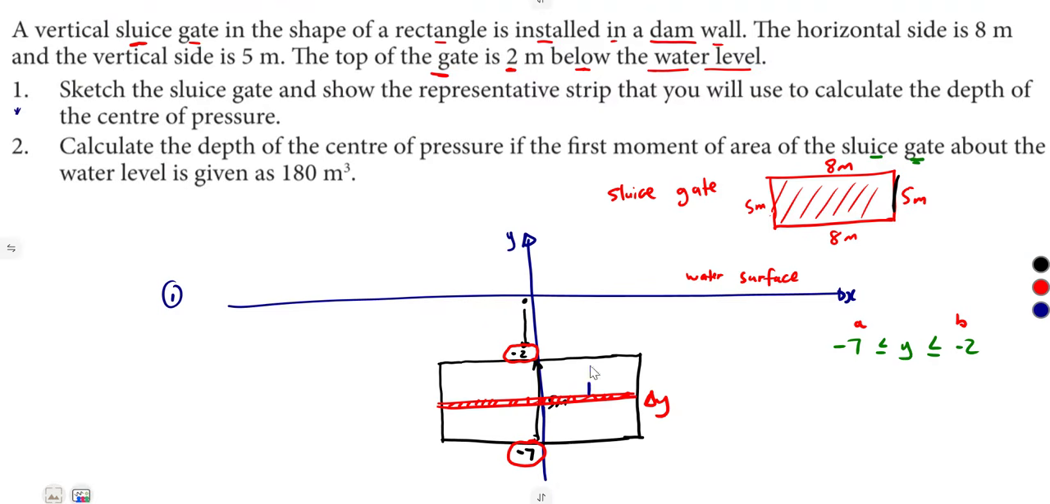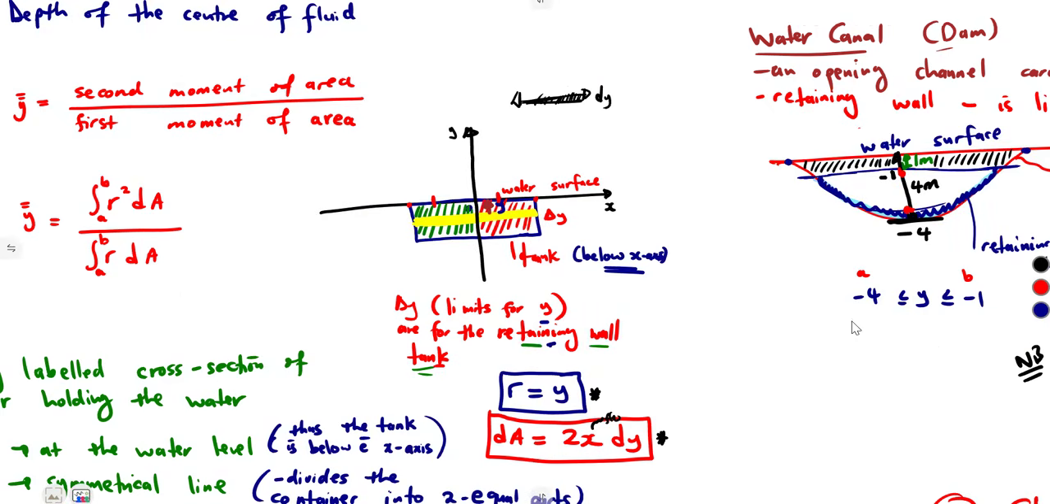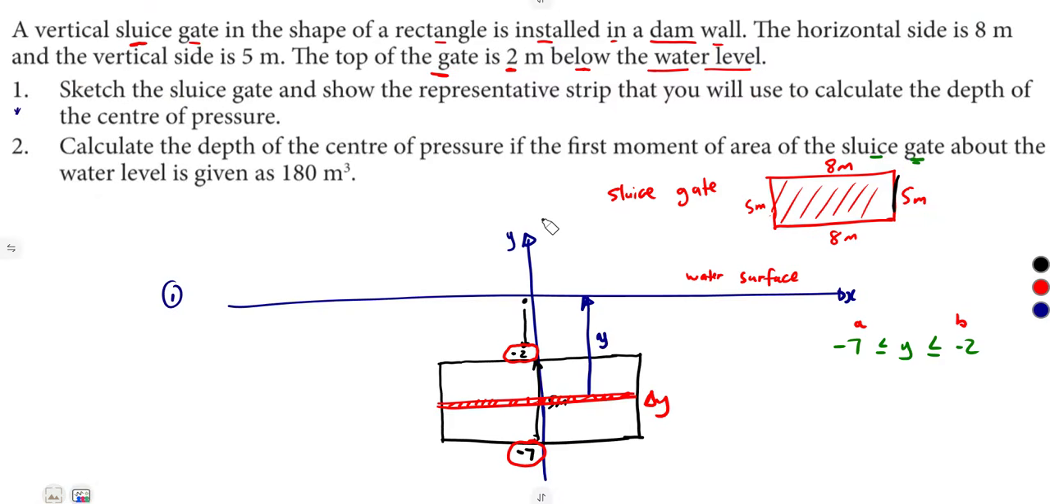And our distance R is equal to what? Our distance R is equal to Y if our tank is below the x-axis. Our R is equal to Y, and our strip is always taken to be what? Horizontal. This is what you're going to need. All right. Anything else?